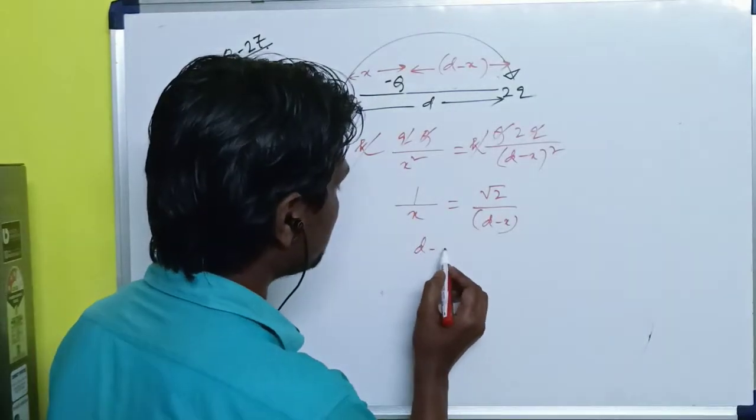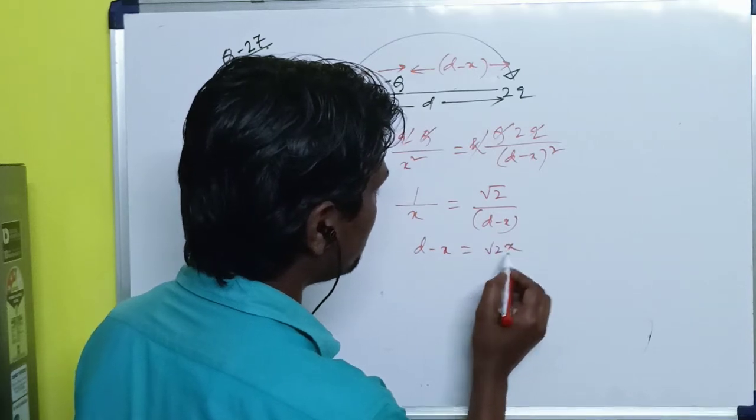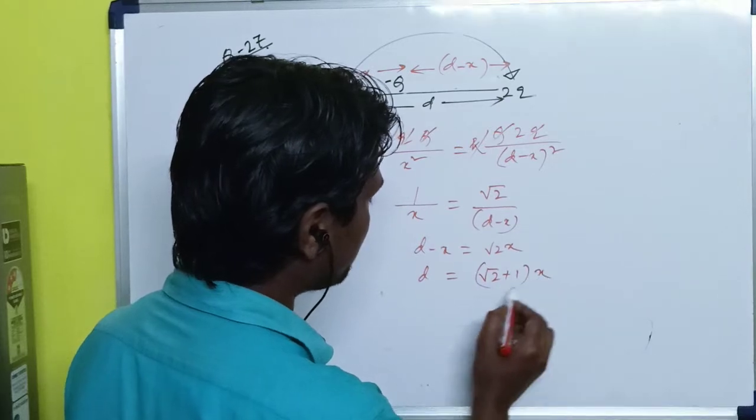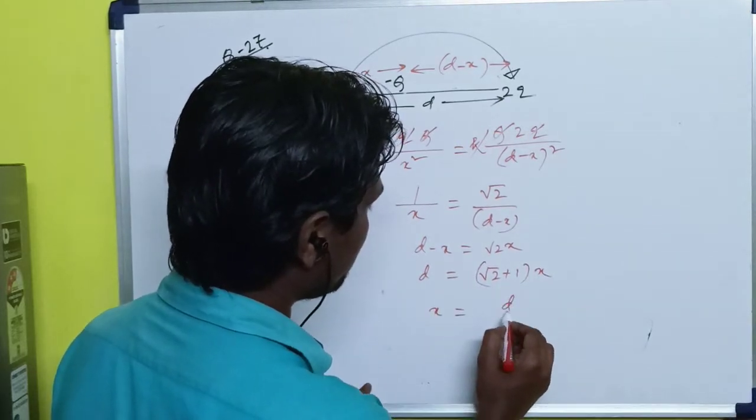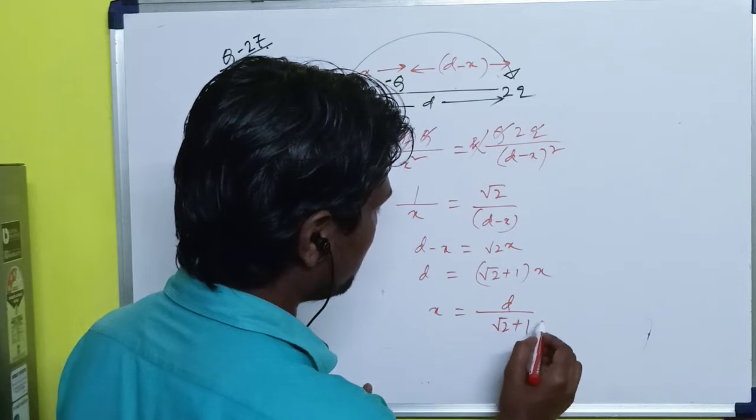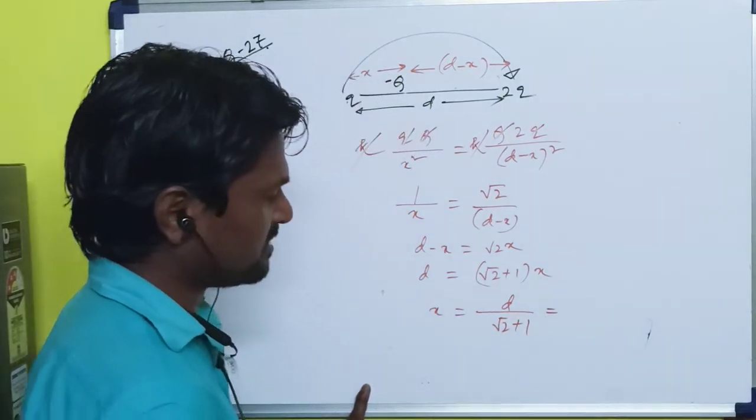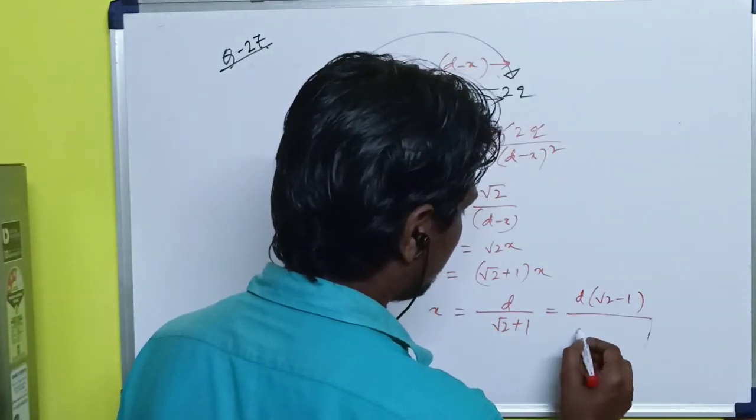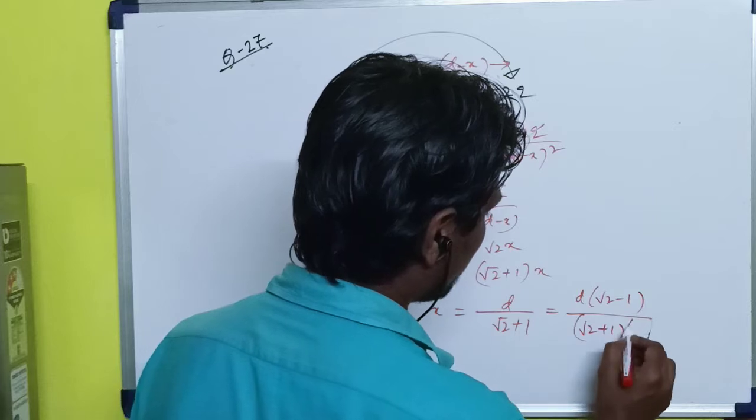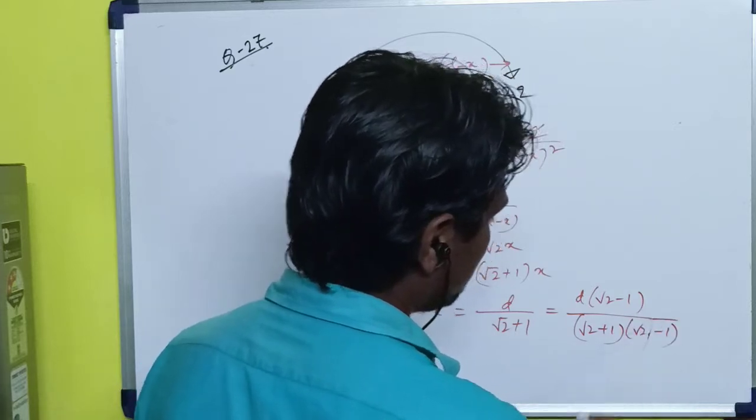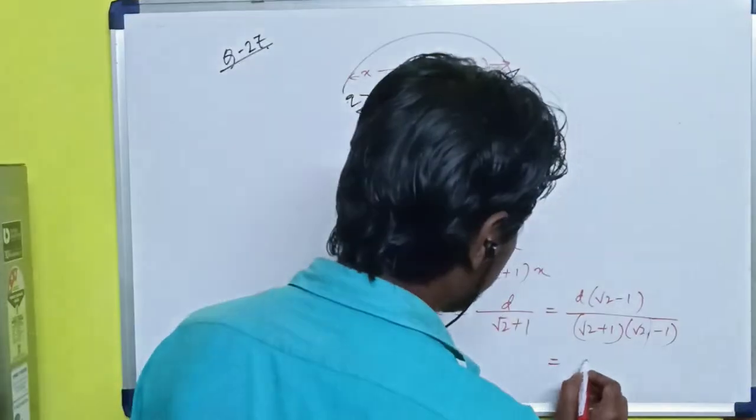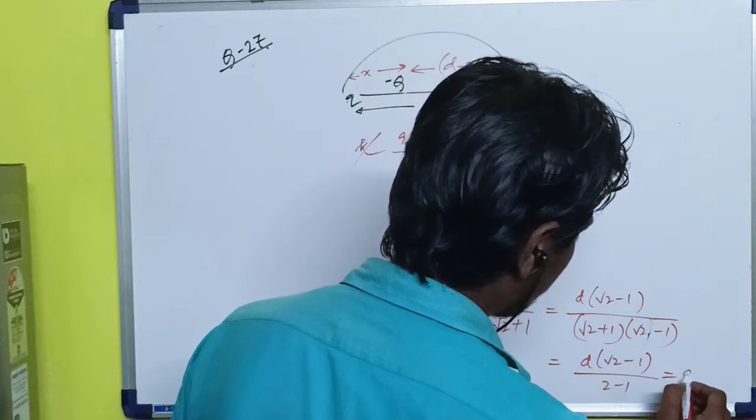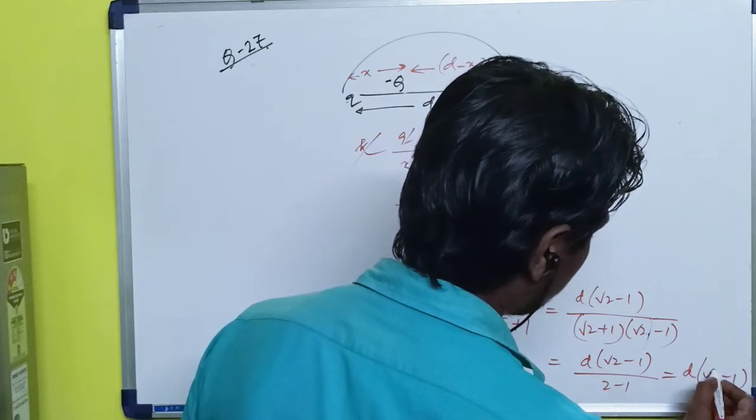So d minus x is equal to root 2 x, and d equal to (root 2 plus 1) into x, and x is d by (root 2 plus 1). If we remove these surds, we have to multiply by (root 2 minus 1) on both numerator and denominator. So d (root 2 minus 1), and the denominator is 2 minus 1, that is 1. So d (root 2 minus 1) is the answer.